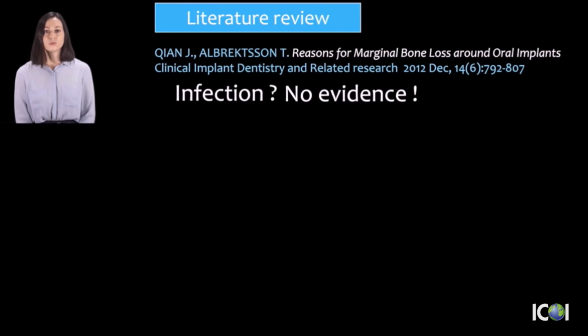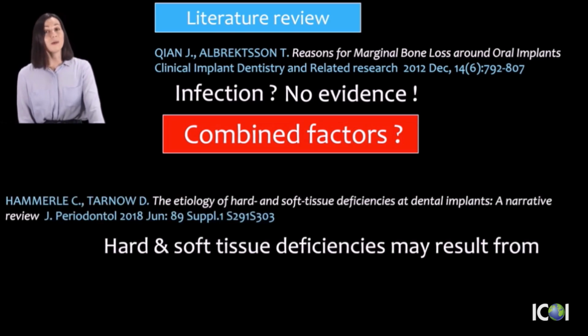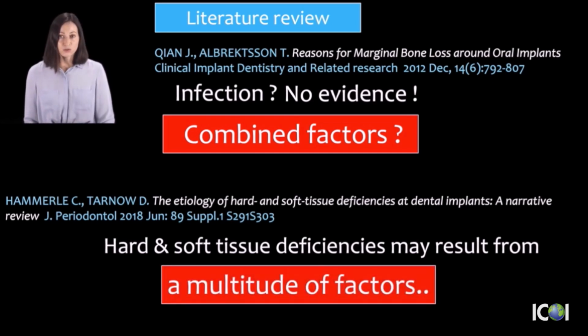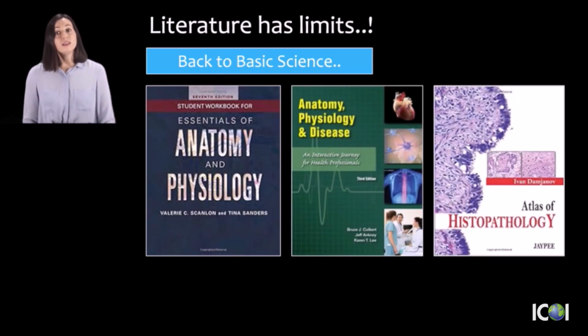Let's analyze the literature. From Albrektsson, we know that bone loss is not an infection. There is no evidence. We say it's combined factors. Do we know which one? No. From this review by Amerlet and Tarnow, they say that tissue deficiency may result from a multitude of factors. But we still don't have any answer. We have to go and look for the answer in the basic science: anatomy, physiology, and histopathology.